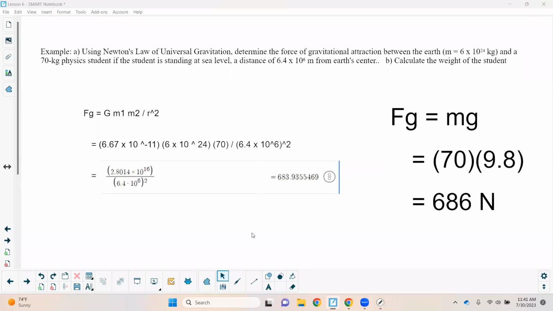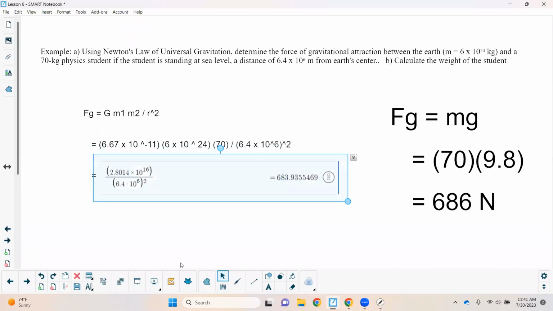So all I did was copy the calculator printout. So here it is. Again, we got 684 using Newton's law of universal gravity, which is a little more precise. And this 70 times 9.8 is 686. We're talking about 3 newtons, which is not a lot of force, so it's not something you have to worry about too much. So it's good. It works.